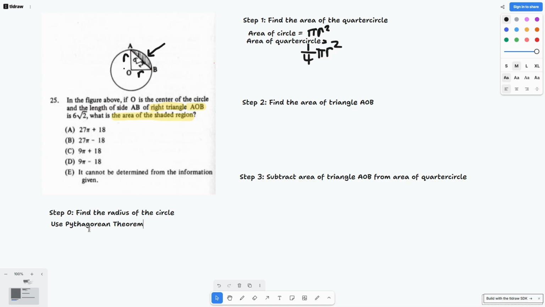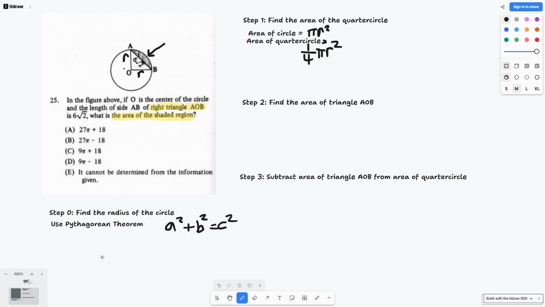And if you don't remember what the Pythagorean theorem is, that tells us that a squared plus b squared is equal to c squared. So we're going to use the Pythagorean theorem here in order to find the radius of the circle. Now there's a quicker way to do this that I'm going to discuss after we use the Pythagorean theorem, but I'm just going to use the Pythagorean theorem here because this is what most people can remember.